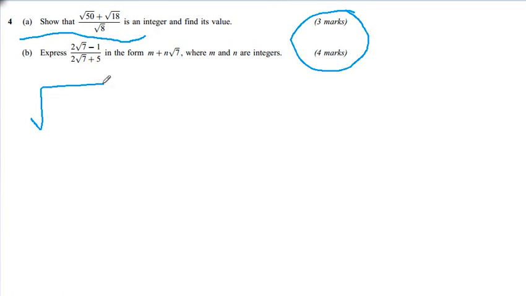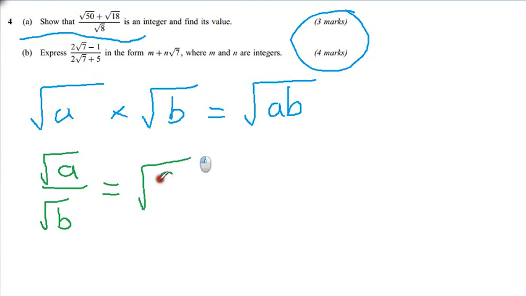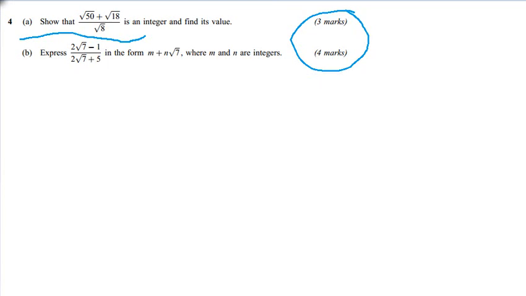If we have a surd of A times by a surd of B, then we get the surd of AB. Just treat it like a normal number. The same goes for division. If we go for division, surd of A divided by surd of B, then we get the surd of A divided by B. So let's get rid of that and bear that in mind.